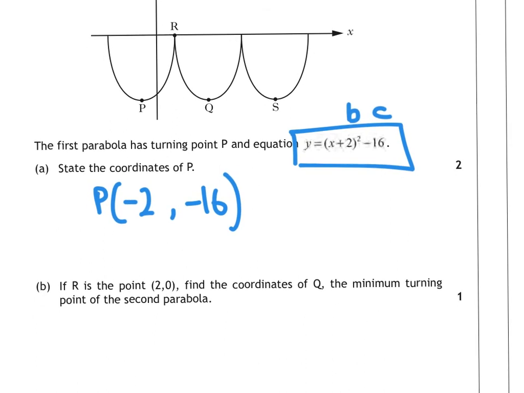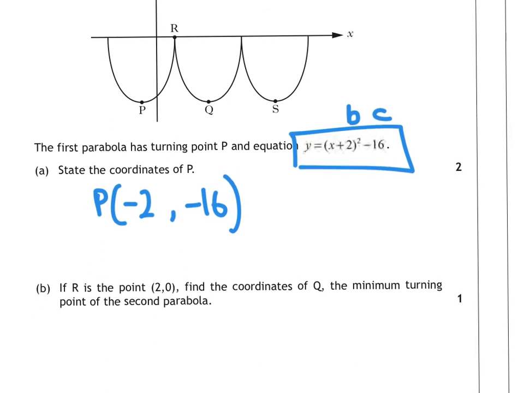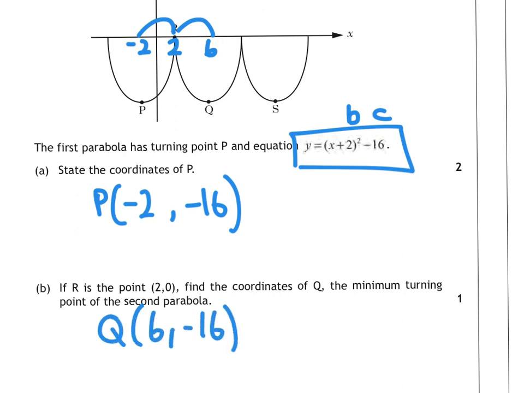It then says R is at the point 2, 0. So I'm going to put a wee bit more info in here. So I know P is at -2. I know R is at 2. We have to find the coordinate of Q. Now we can do this by a thing called stepping it out. How far have we jumped from -2 to 2? That's jumped 4, isn't it? So we're going to jump 4 again, which makes Q at 6. So Q is along 6 and also down 16.